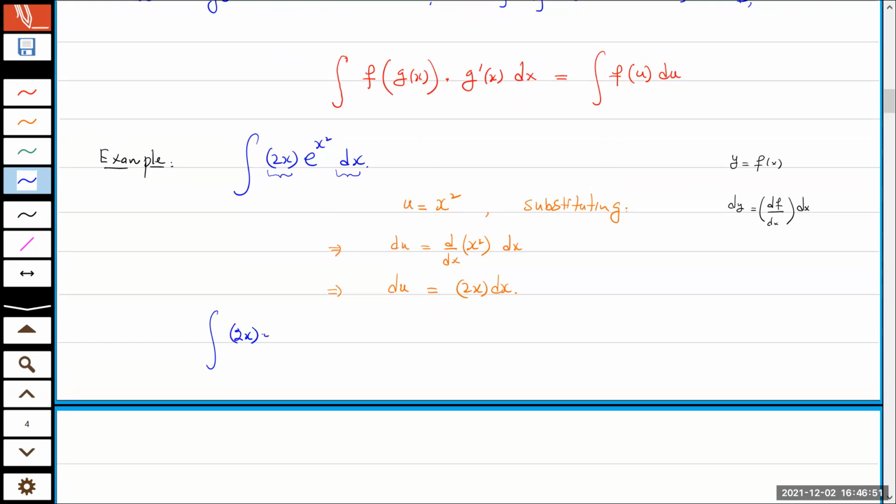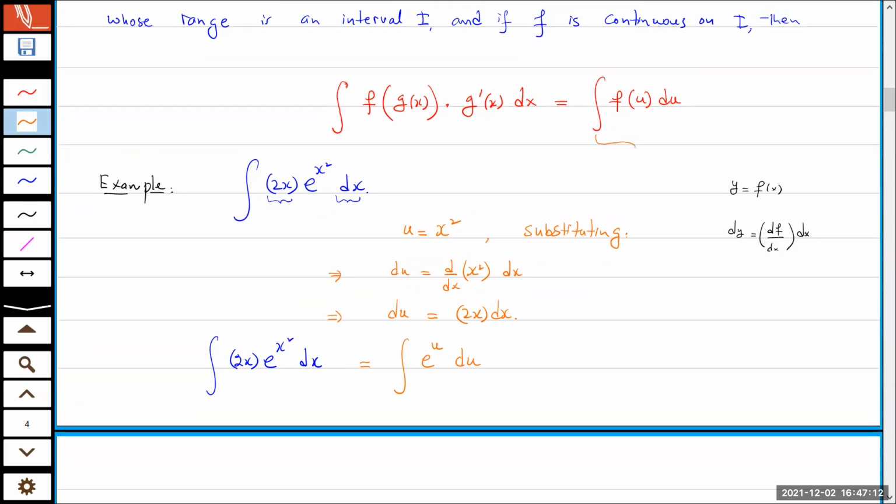Let's rewrite this integral now in our new variable. 2x e to the x squared dx. This now becomes 2x dx is my du. I write this over here. And I have chosen u equals x squared in my substitution. This makes the exponential term e to the u. This is that part right here. We got an integral only in u, which we should be able to evaluate.